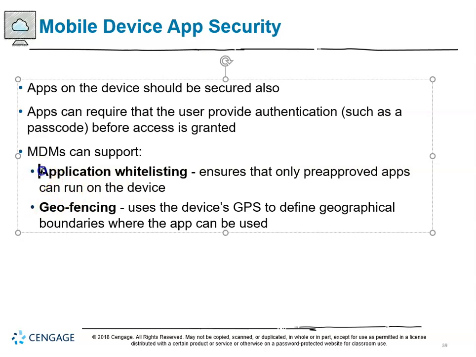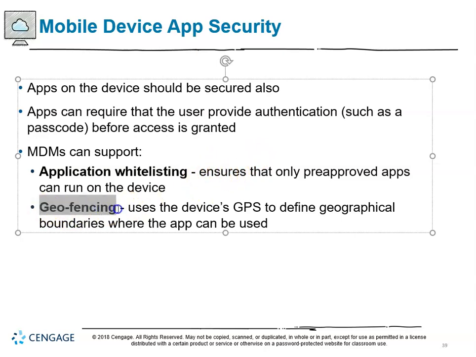What's the difference? Well, application whitelisting is basically like a bouncer, the way a bouncer works outside like a bar or a nightclub. They ensure that only pre-approved apps can run on the device, just like a bouncer will permit only authorized people to enter into a bar, people that are 21 or older.